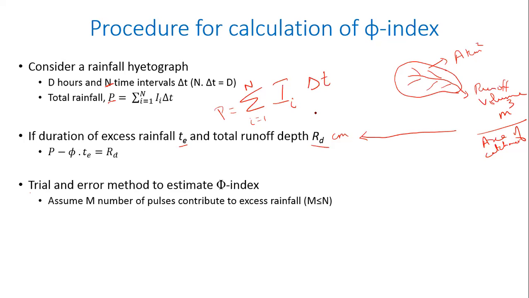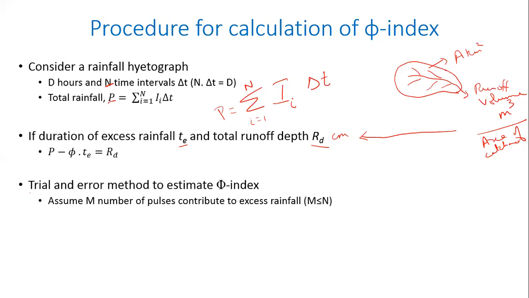We will assume m number of pulses. When I say pulses, I mean time intervals. M number of time intervals contribute to the excess rainfall. There are n time intervals in total, out of which I'll assume that only some number m contribute to excess rainfall, and m must be less than or equal to n. M cannot be greater than n. You agree with this? I will assume that some number of time intervals contribute to excess rainfall, m less than or equal to n.